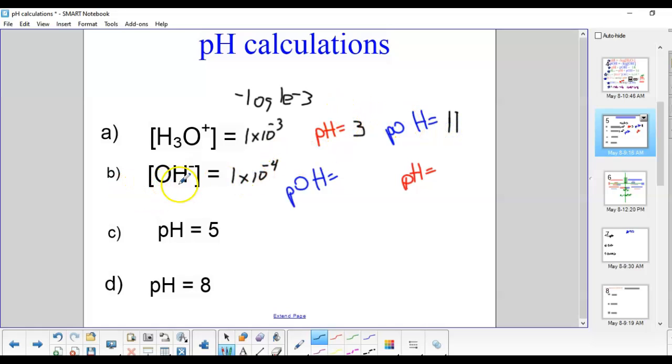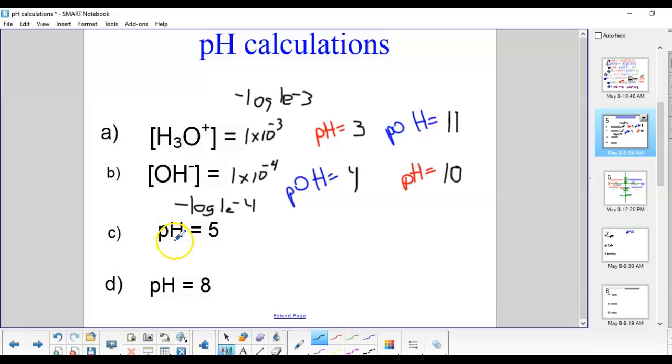Take a look at letter B here. 1 times 10 to the minus 4. Now this is hydroxide. So when we take the negative log of this concentration, 1 times 10 to the negative 4, it's going to give us a pOH of 4, and a pH then, they have to add up to 14, of 10. Pretty straightforward.